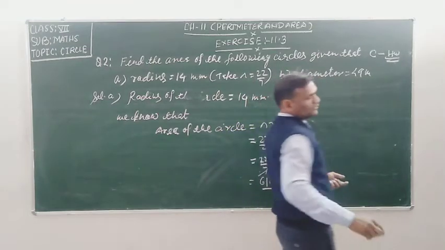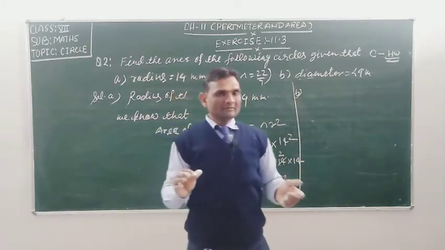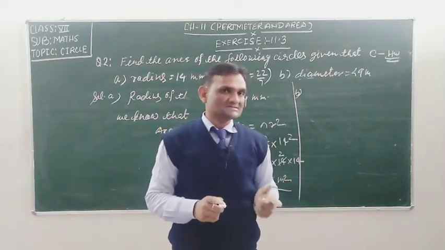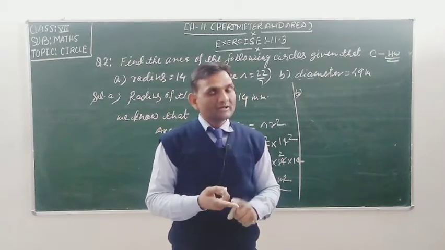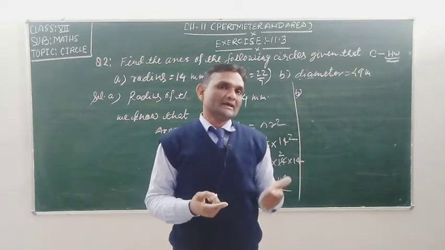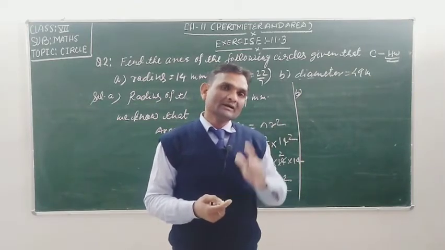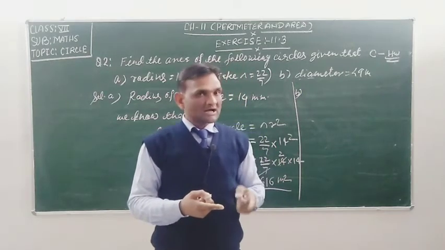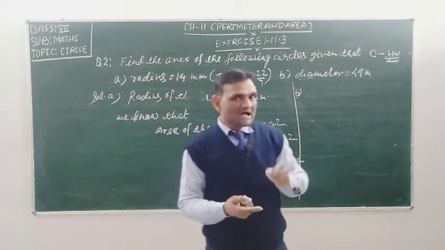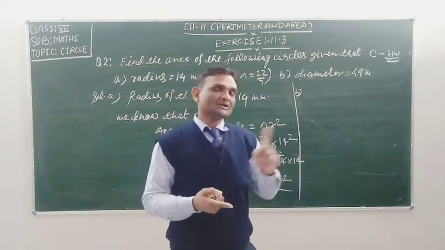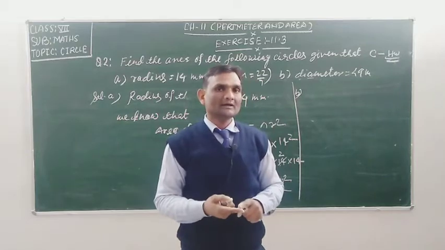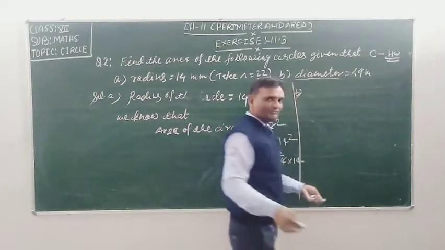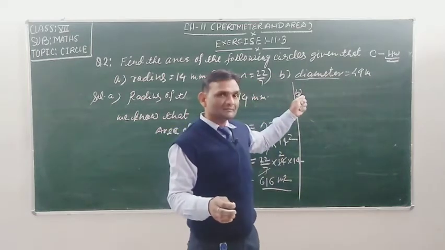Diameter. You know the relation between diameter and radius. Diameter is double of the radius. Suppose the radius is 2 centimeter, then diameter will be 4 centimeter, double. And in the aspect of radius we can say radius is always half of the diameter. Means radius is always half of the diameter. So if diameter is given, then we can easily find out the radius.